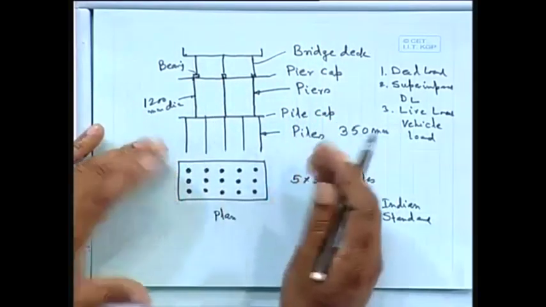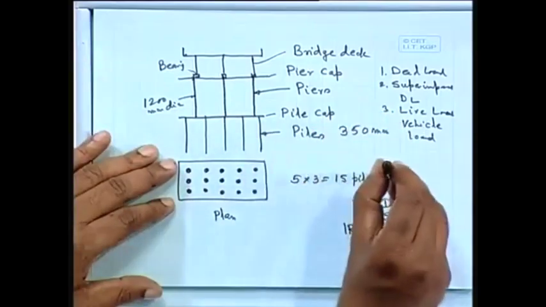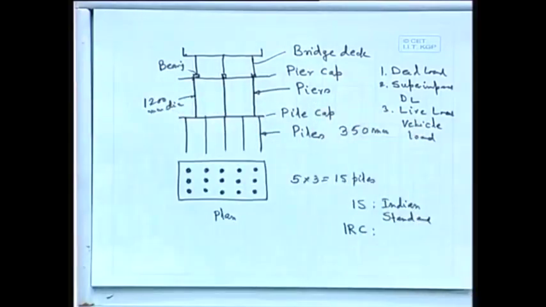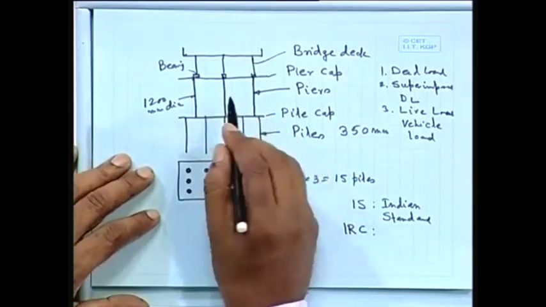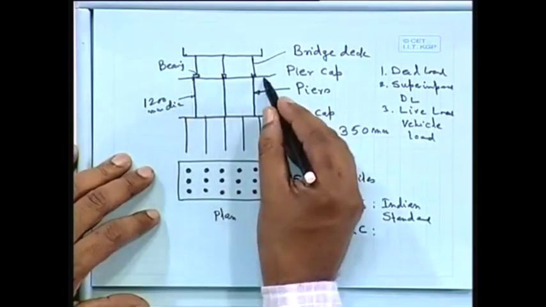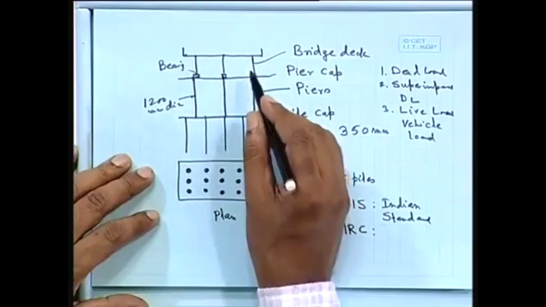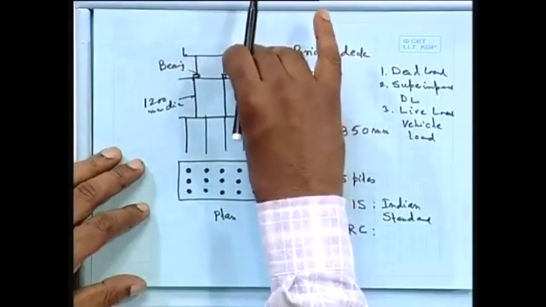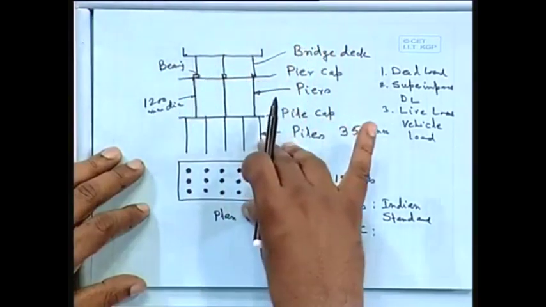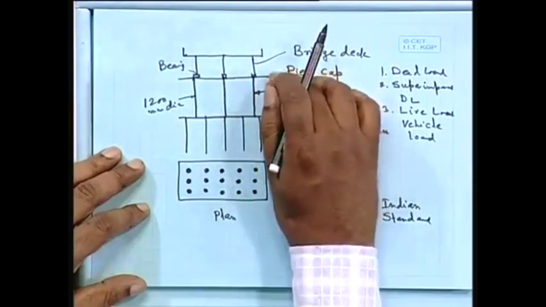And you can understand this one, that we are having different piles, over that we are having one plate, over that we are having piers, generally 3 piers we provide. Then over that we are having the pier cap, finally the bridge deck is coming, which is called the superstructure. So one part is called superstructure, the other part is called foundation. So up to the pier cap, that is your foundation.